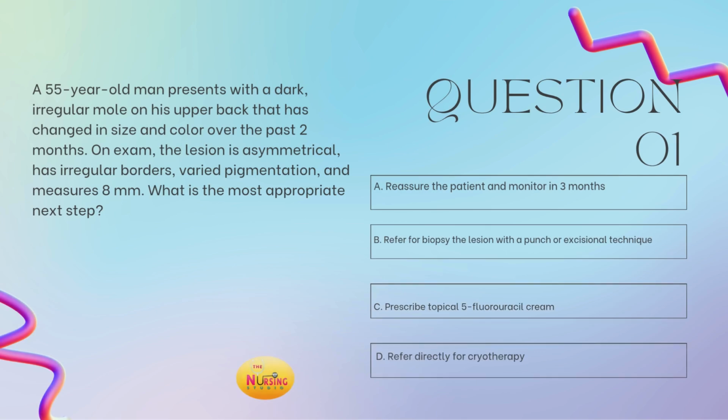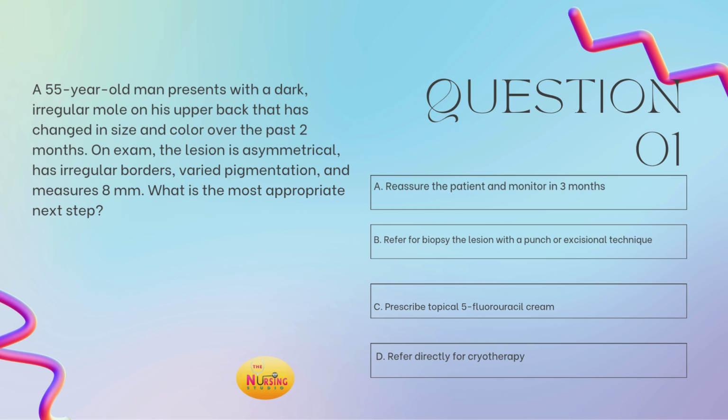It states a 55-year-old man presents with a dark, irregular mole on his upper back that has changed in size and color over the past 2 months. On exam, the lesion is asymmetrical, has irregular borders, varied pigmentation, and measures 8 millimeters. What is the most appropriate next step? Is it A, reassure the patient and monitor in 3 months? B, refer for biopsy of the lesion with a punch or excisional technique? C, prescribe topical 5-FU cream, or D, refer directly for cryotherapy. Take a moment and tell me what you got, y'all.